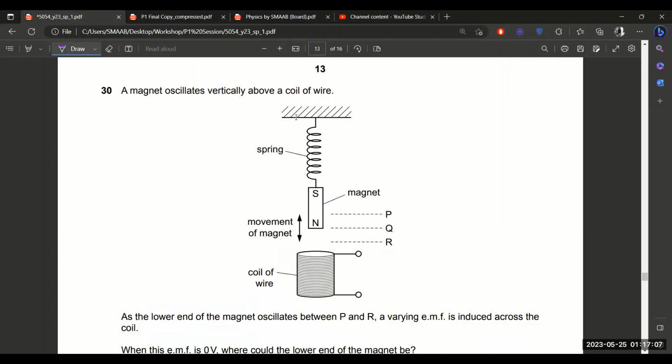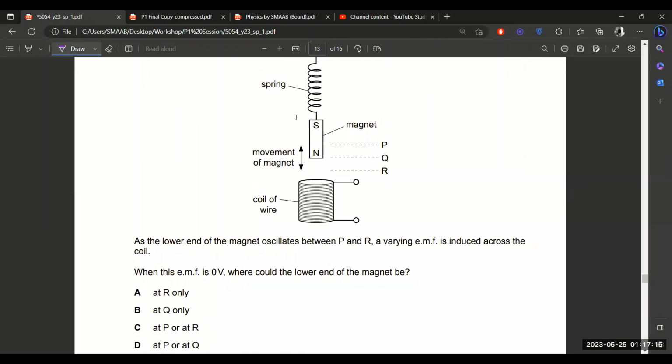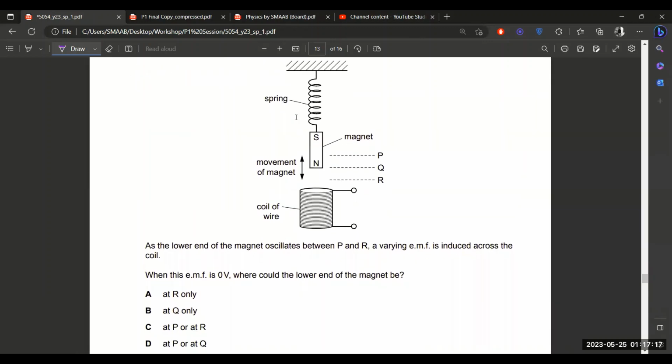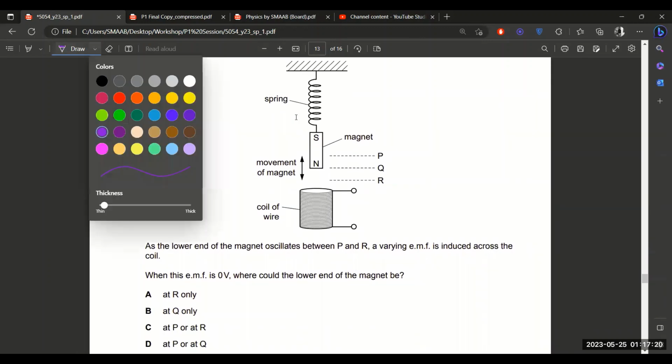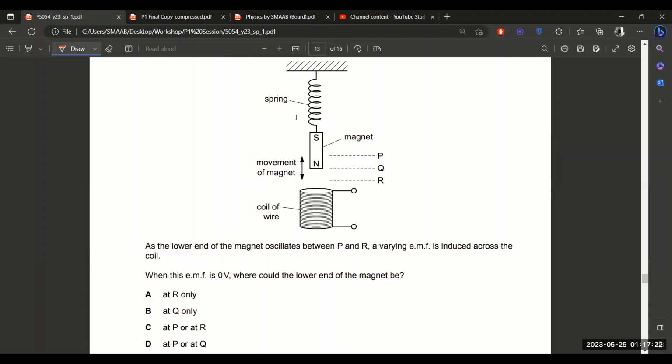Okay, moving towards question number 30. Basically there is a magnet. The setup is like a free oscillating system. There is a magnet and a spring connected with the magnet, and this magnet can easily oscillate inward or outward from this coil of wire, and as shown, the lower end of the magnet oscillates between P and R.